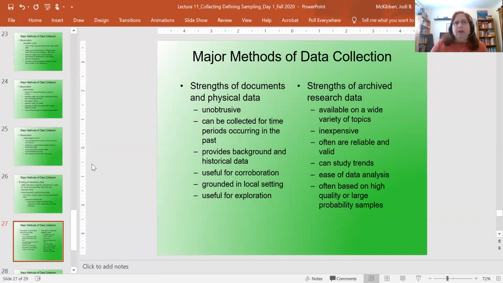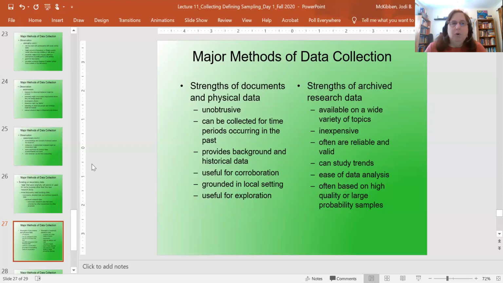So let's look at some of the strengths of documents and physical data, as well as some of the strengths of archived research data. Documents and physical data. So what are we talking about here? You might look at collected medical notes, right? Or collected notes from even psychological settings. And this can be unobtrusive. It can be collected for time periods occurring in the past, provides background and historical data, can be used for corroboration of ideas, and it's useful for exploration.